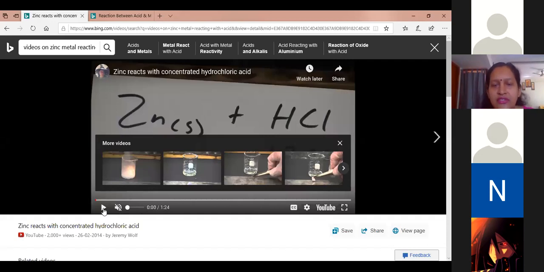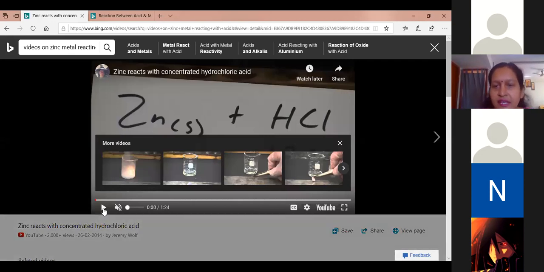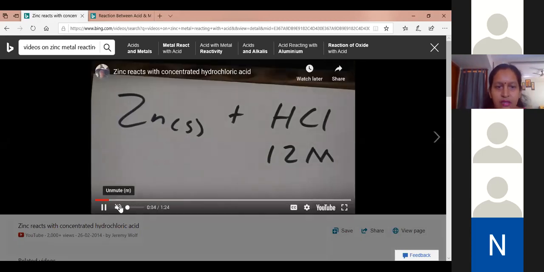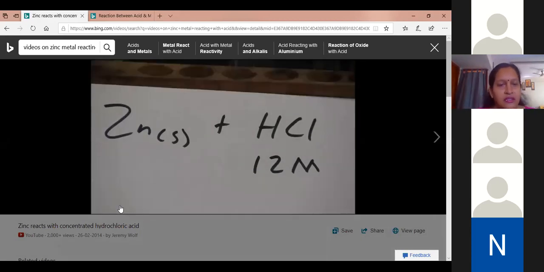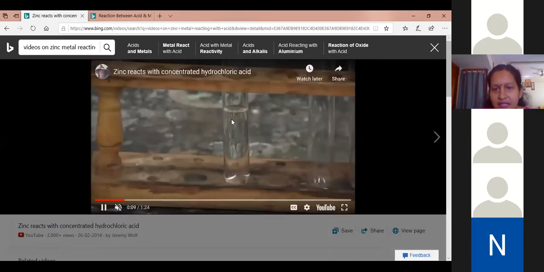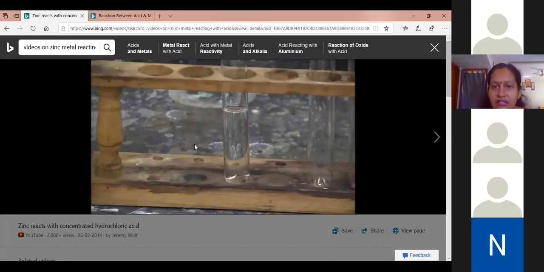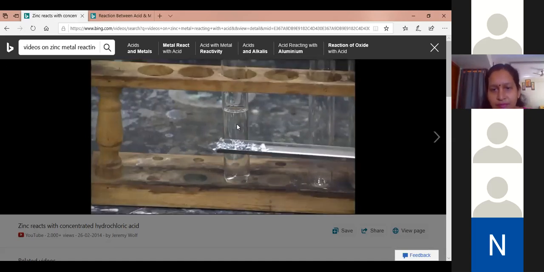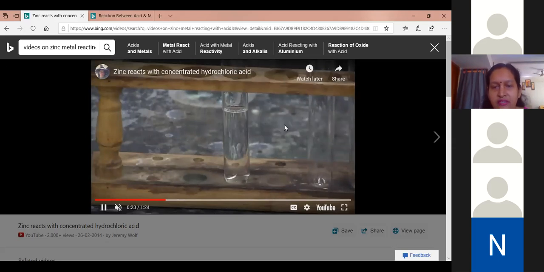Now observe the video. It is showing the reaction of zinc with hydrochloric acid. Instead of sulfuric acid, hydrochloric acid has been used, but the basic concept is the same: what happens when a metal reacts with an acid. So here zinc reacts with hydrochloric acid. In this test tube, around 10 ml of hydrochloric acid has been taken, in which the person is going to drop some zinc granules. These are the zinc granules, the shiny particles of zinc.